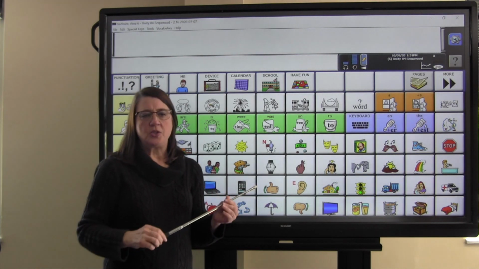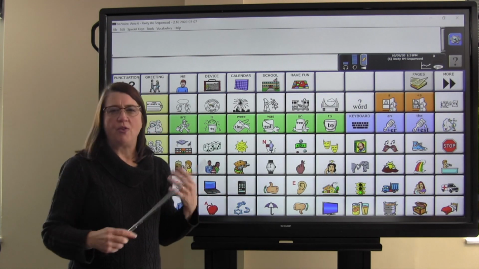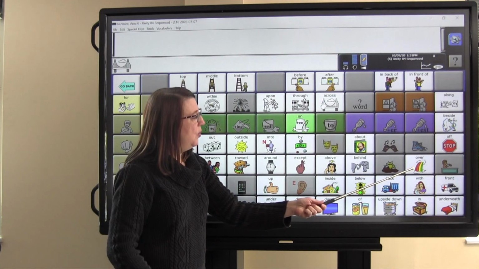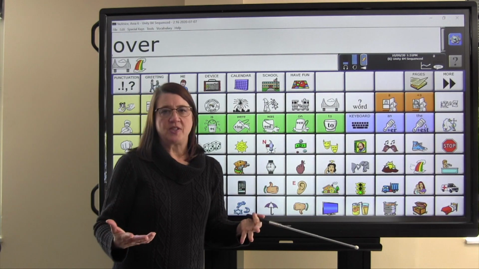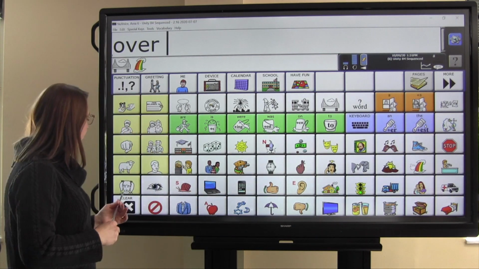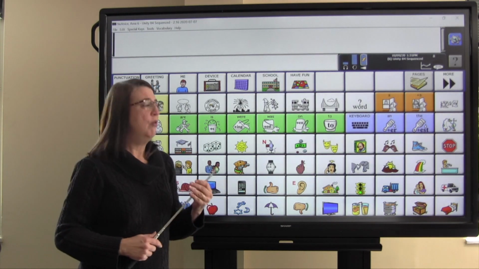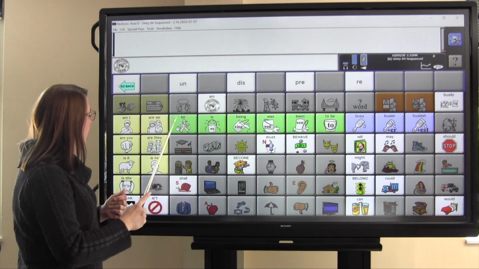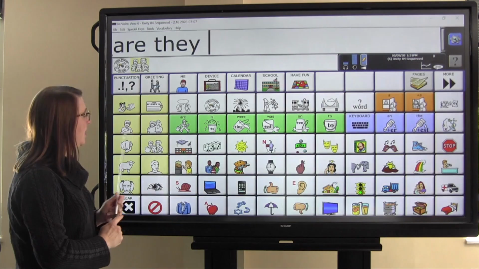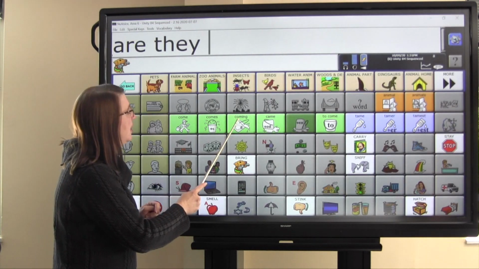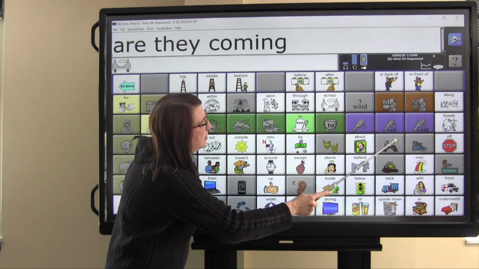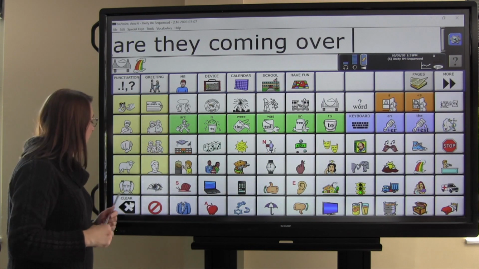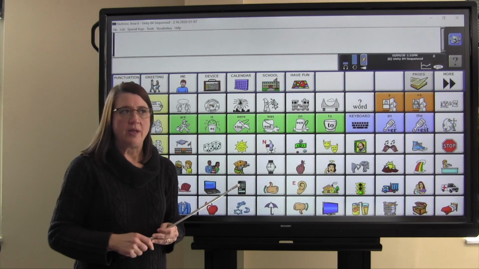Okay, let's do the word over. I love over because it's a fun story behind it. Preposition plus the rainbow is over, because of the song Somewhere Over the Rainbow. Let's say, are they coming over? So, starting with our auxiliary key and coming down to they. Are they coming over? Are they coming over? Are they coming over?